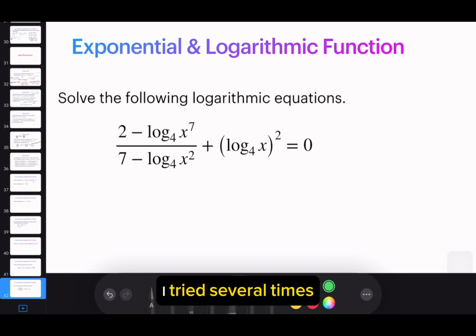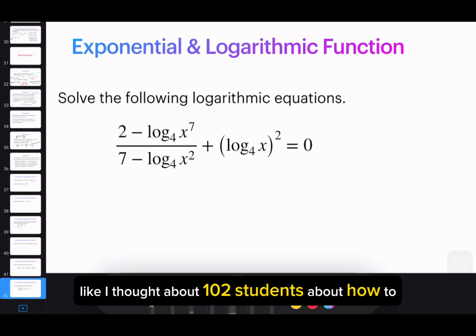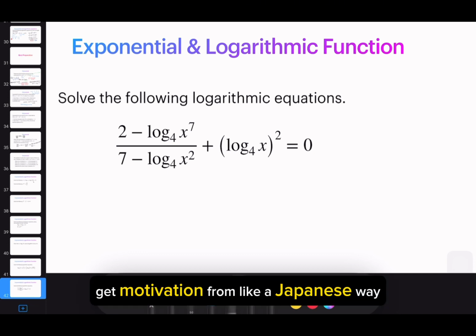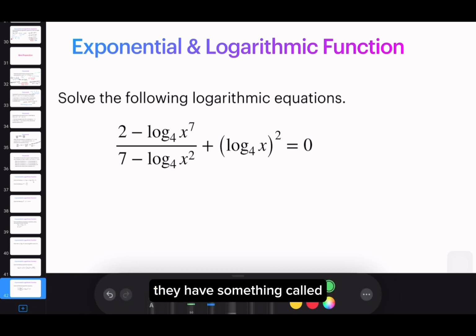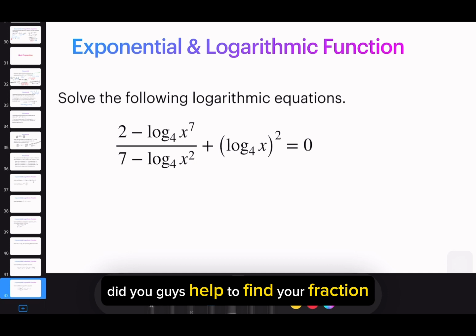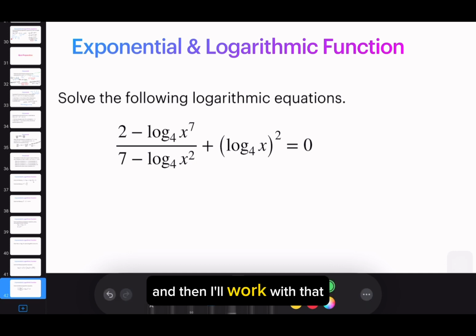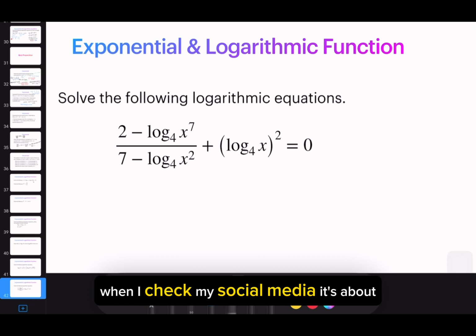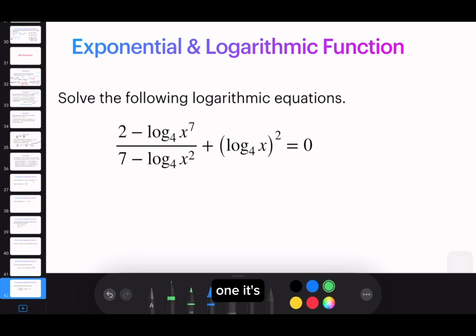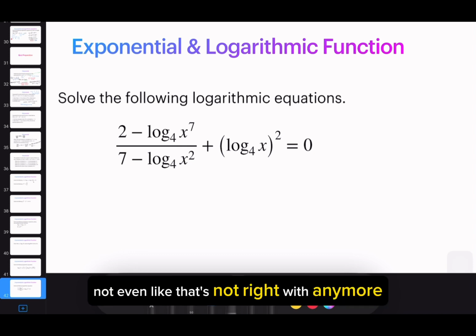I saw that one. I tried it several times. We talk about this, and one time I talked to the students about how to get motivation from a Japanese way. They have something called Ikigai, how to find your passion, and then how to work with that. And then suddenly when I check my social media, it's about Ikigai. That's crazy. Yes, they hear us. So it's not private anymore.